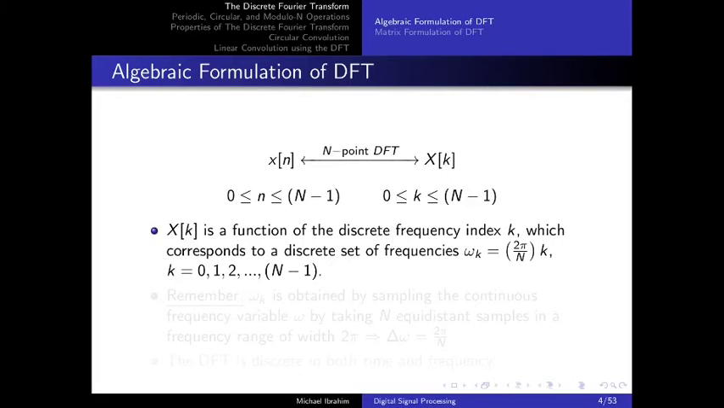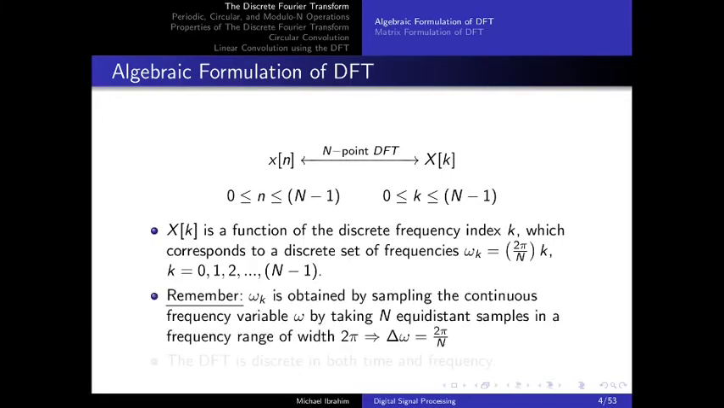So omega k is equal to 2 pi over N times k, and delta omega, the step between any two consecutive samples, is 2 pi over N.